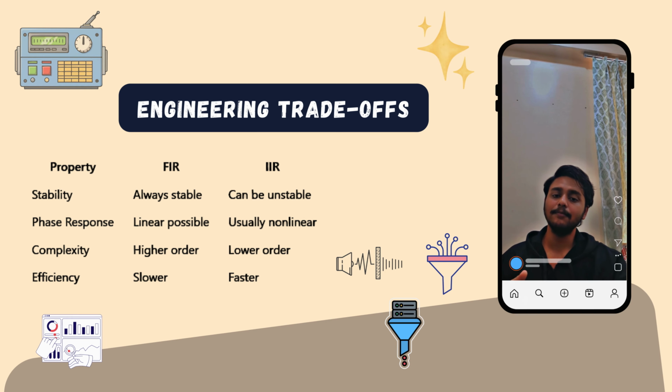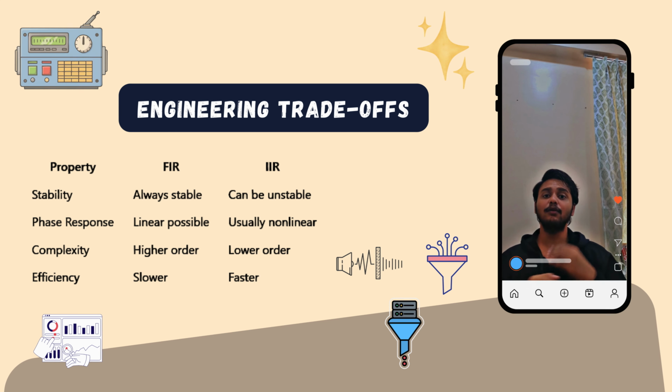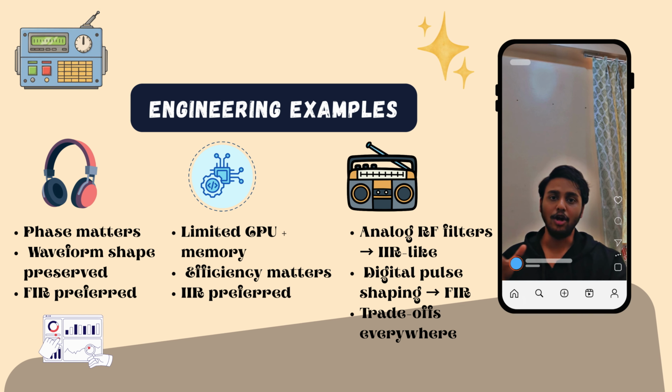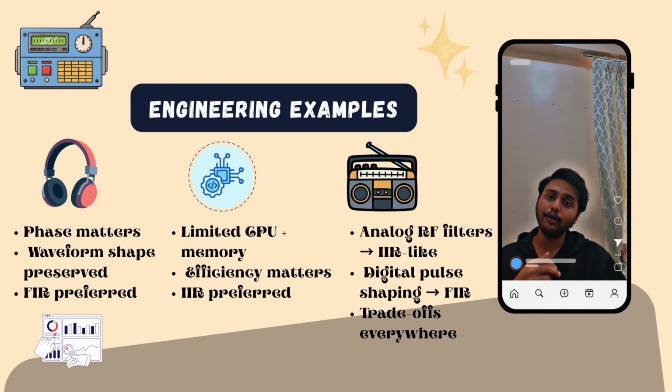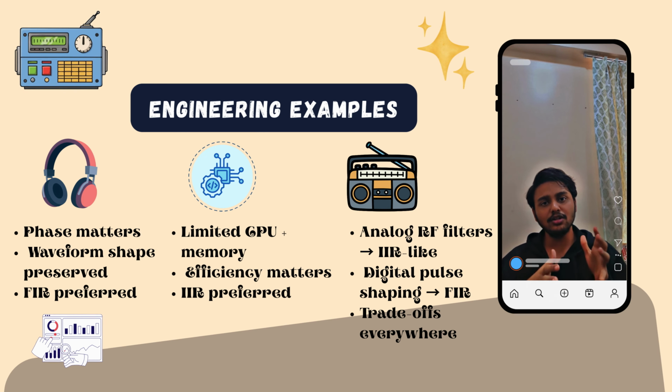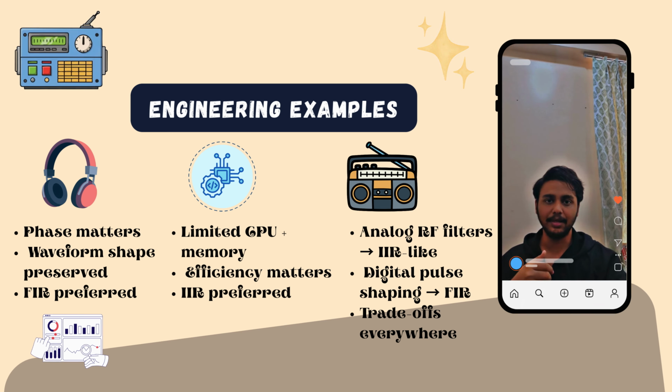So, which one is better? This is the wrong question. The correct question that engineers have to ask themselves is which one suits our application better. Engineering is about context. In audio systems, waveform shape matters. Phase distortion can lead to a change in sound quality as well. So FIR filters are preferred when linear phase is important. But in real-time embedded systems, memory and CPU are both limited. IIR filters are computationally more efficient. So embedded control systems often use IIR filters in their applications.